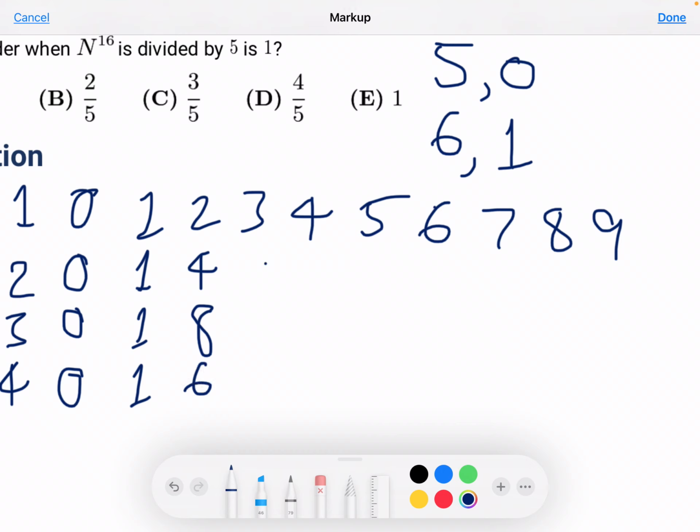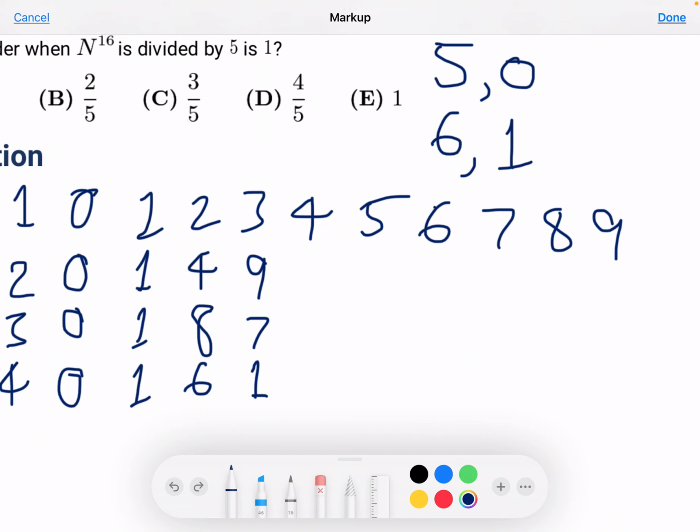And then we have 3 times 3, 9, times 3 is 27, so 7, times 3, 21. And if we multiply by 3 again, we'll just get 3, so that's where the pattern ends. 2 and 3 would both have a cycle of 4.